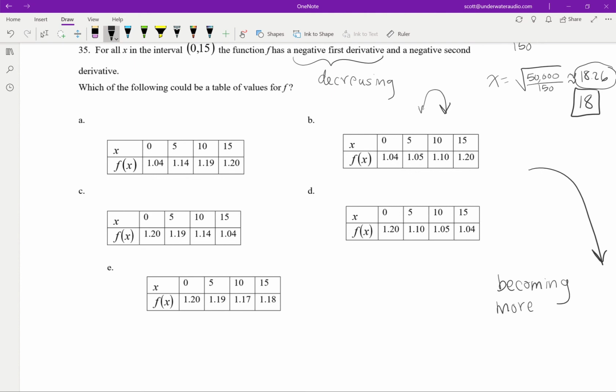And actually, that's not a good way to say it. It's not that it's becoming more and more negative. It's decreasing more and more. And the values might be positive, but it's decreasing more and more.